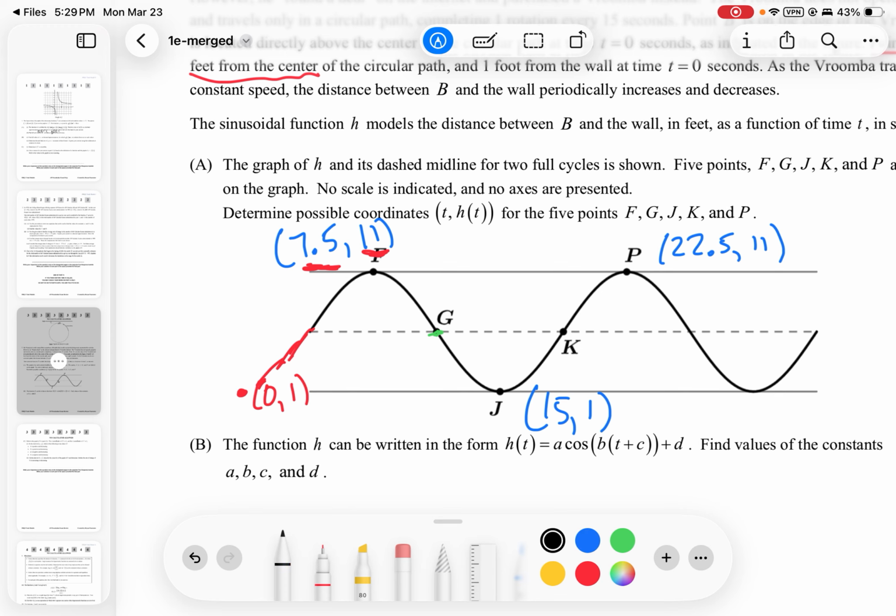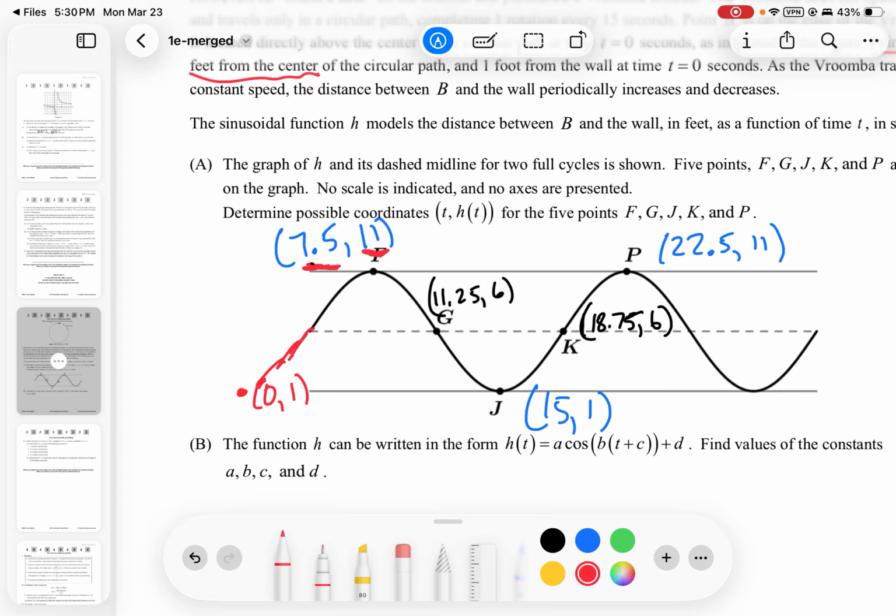Halfway between 7.5 and 15, what is that? My brain's not working today. 22.5 divided by 2 is 11.25. So this is 11.25, 6. And halfway, it's going up by 3.75 each time, so this is 18.75, 6. Some of you are not good at fractions and decimals, so you might struggle with this.